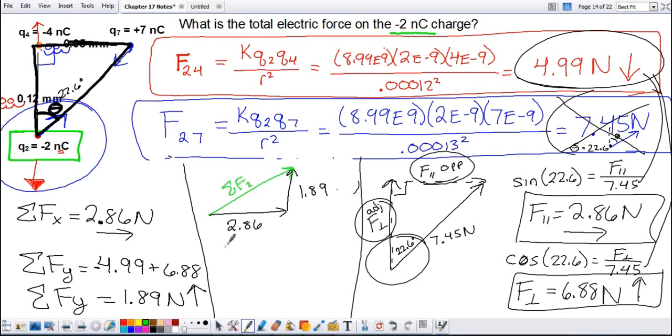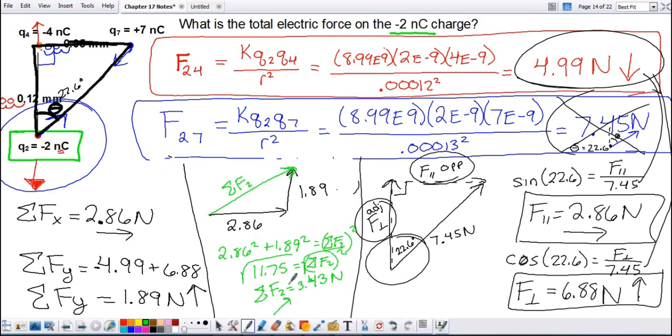So I'll go ahead and use Pythagorean theorem. So 2.86 squared plus 1.89 squared is equal to the net force on charge 2 squared. Solve this. We get 11.75 is equal to the net force on charge 2 squared. Take the square root. The net force on charge 2 is 3.43 newtons. And again, we've got up and to the right, but we want an angle.